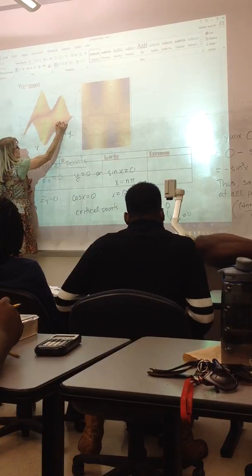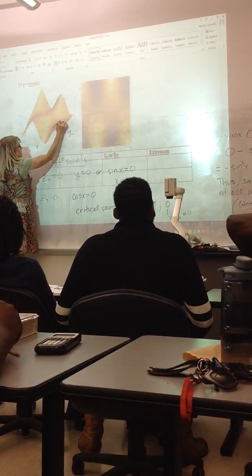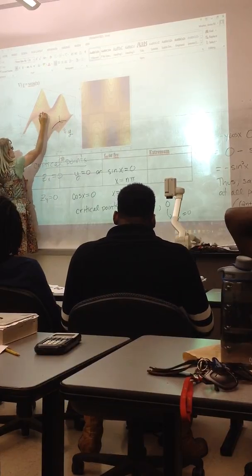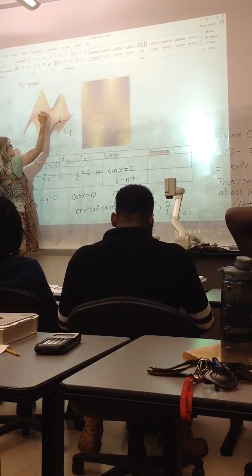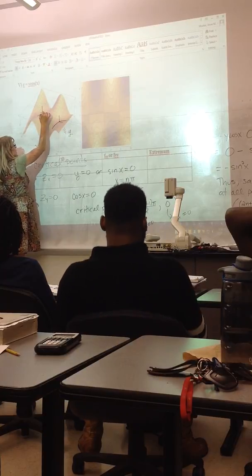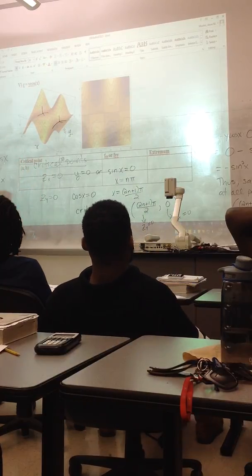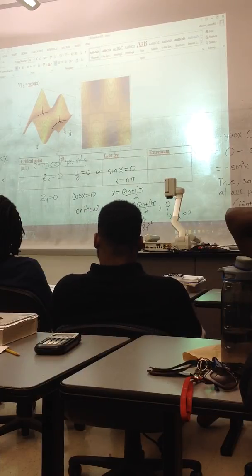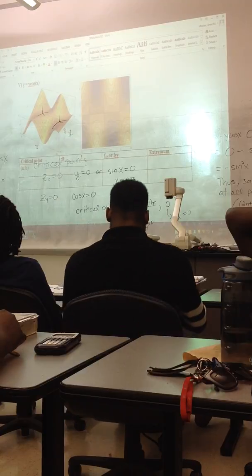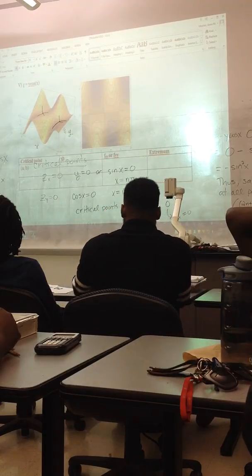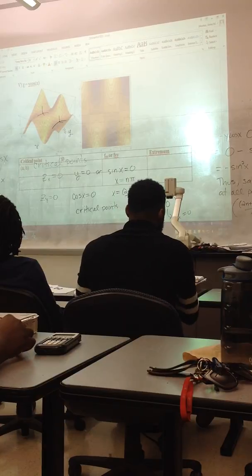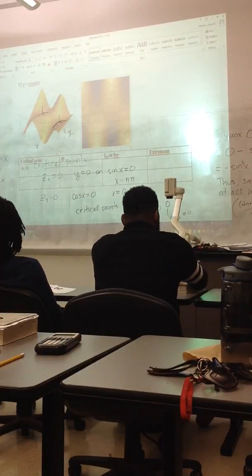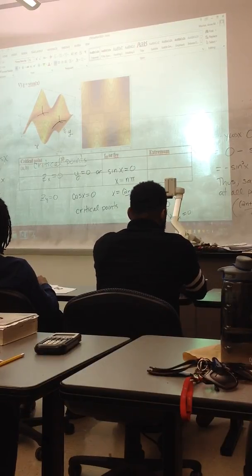And so right here is one of the critical points, because I have concave down in that direction and concave up in that direction. And then here's another saddle point, on this axis, so concave down in that direction and concave up in that direction. So as the paper twists, you're creating those saddle points. It looks like those saddle points aren't exactly lining up with the x and the y, but I think that's because it's tilted this way.